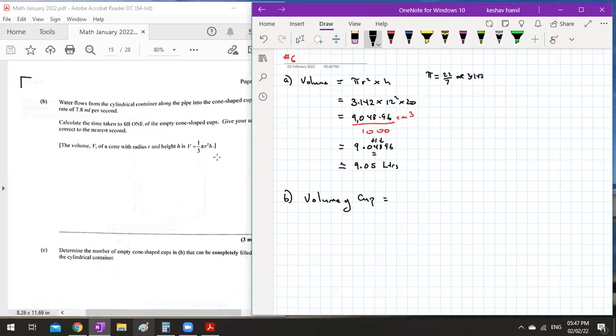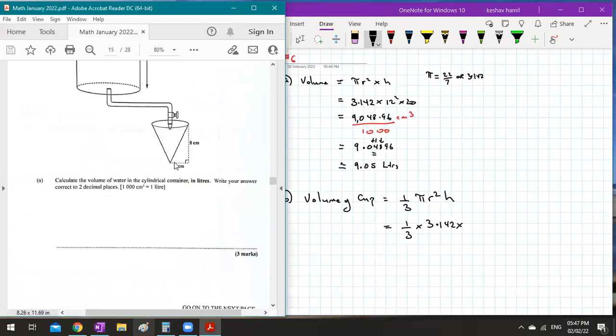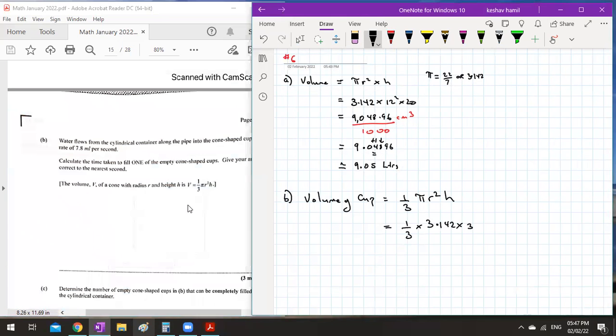It's a cone-shaped cup, but they give you the formula here. It is 1/3 the area of a circle, so pi r squared by the height. So 1/3 by, again, let's say 3.142 by the radius, which is 3 centimeters, and the height is 8. So 3 squared by 8.